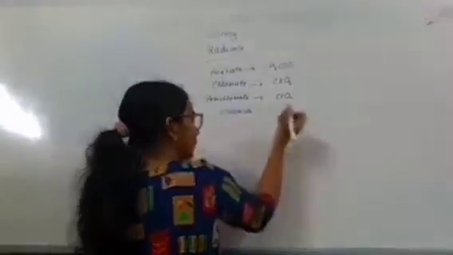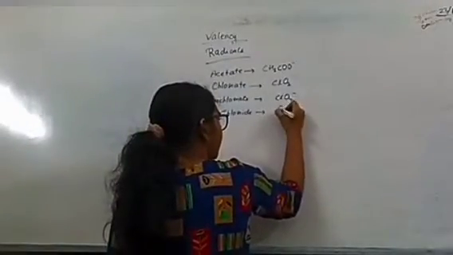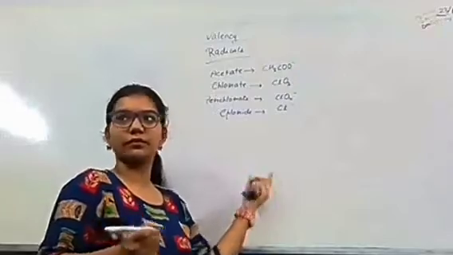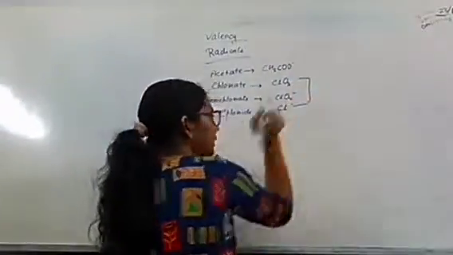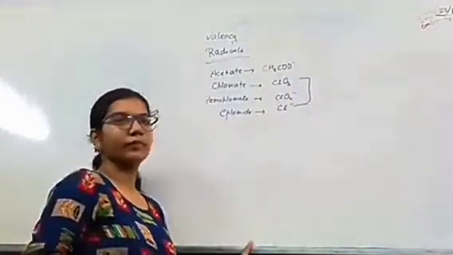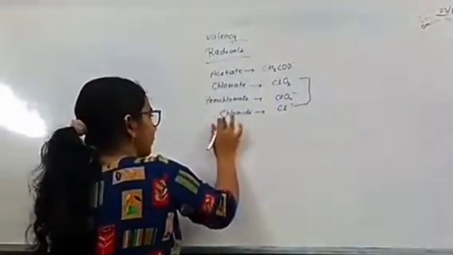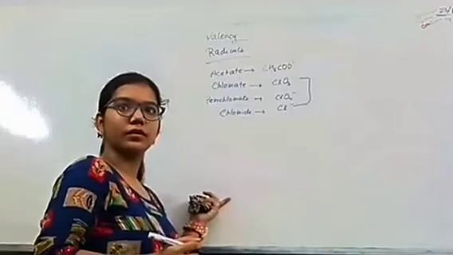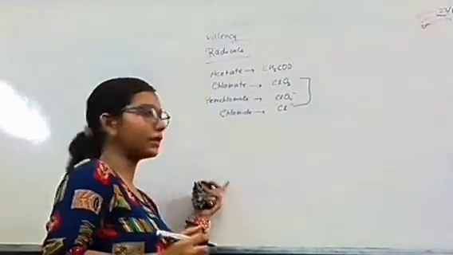Chloride is Cl minus. It has no oxygen, so this is the chloride series, the chlorine series. Chloride, hydrochloride.